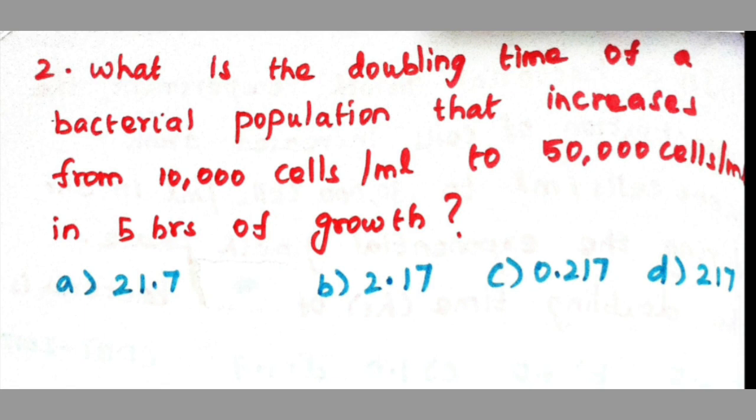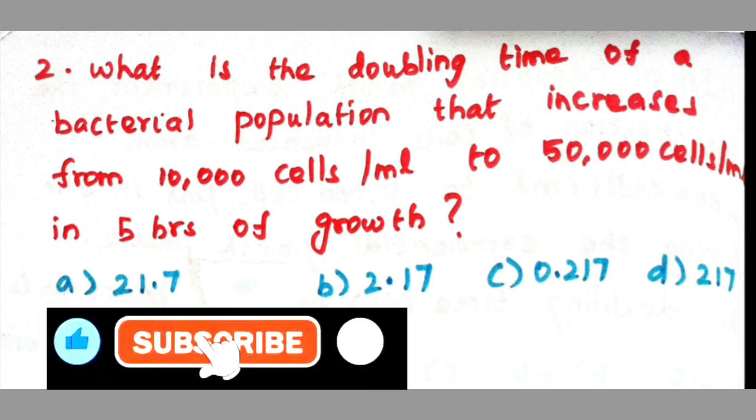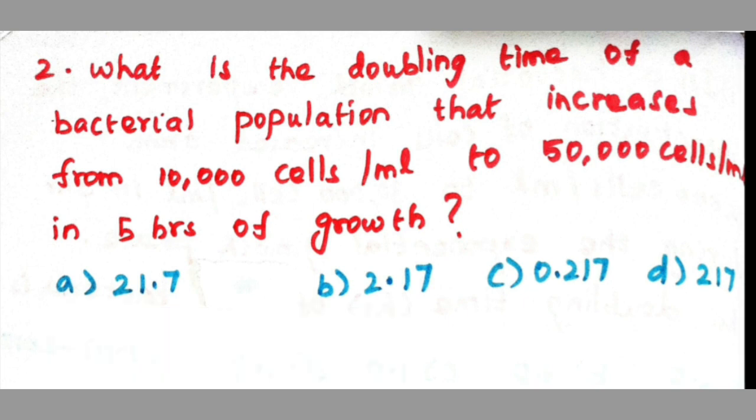Then problem 2 is, what is the doubling time of a bacterial population that increases from 10,000 cells per ml to 50,000 cells per ml in 5 hours of growth. This is for your practice, just solve this problem and give the answer in the comment section.